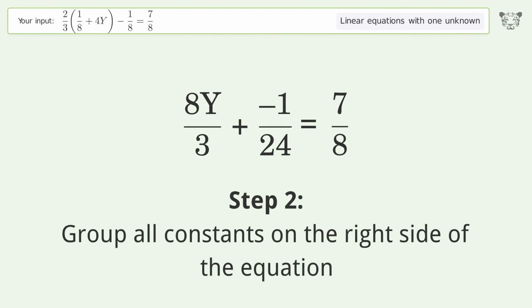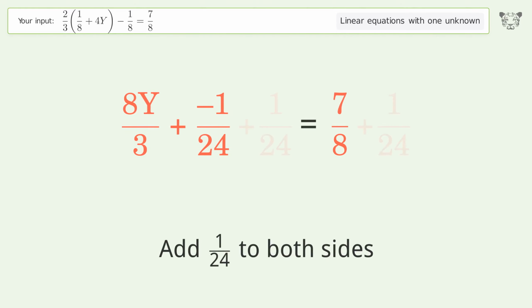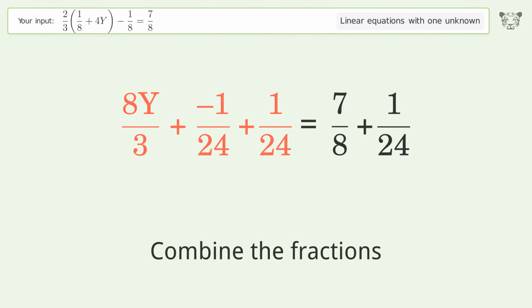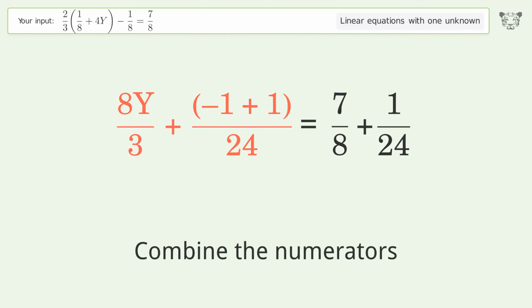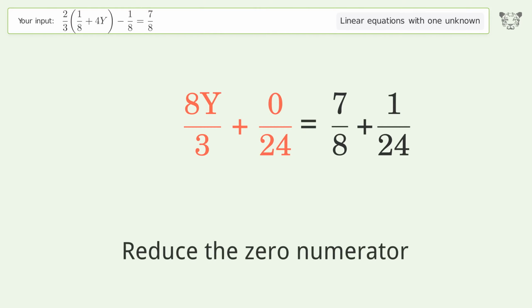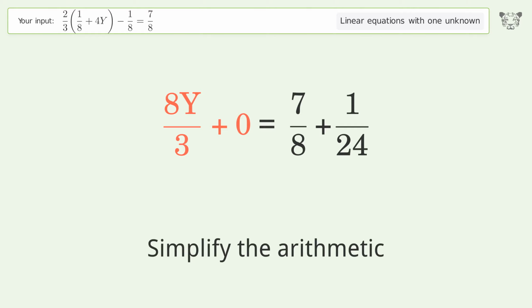Group all constants on the right side of the equation. Add 1 over 24 to both sides. Combine the fractions. Combine the numerators. Reduce the zero numerator. Simplify the arithmetic.